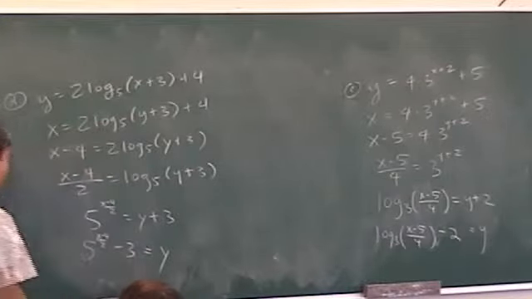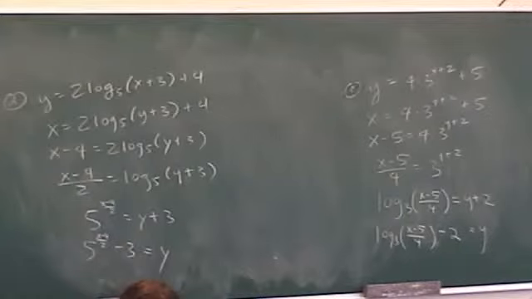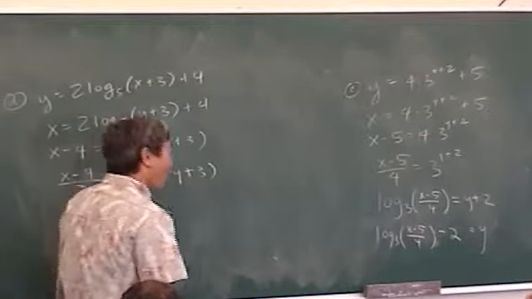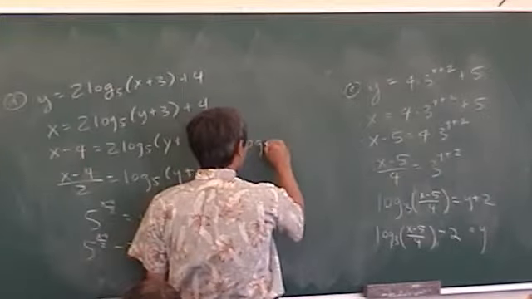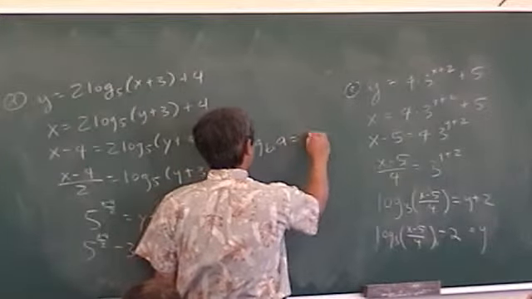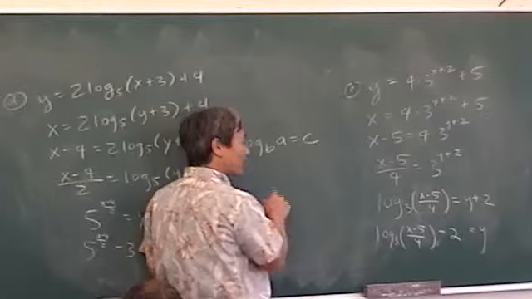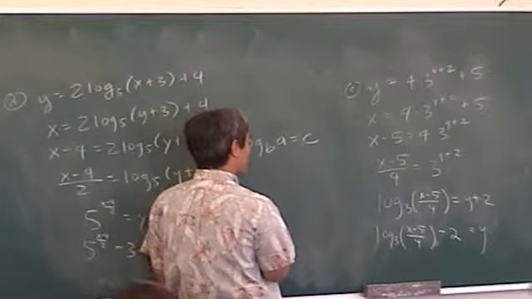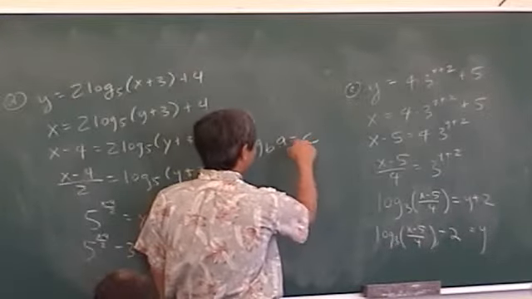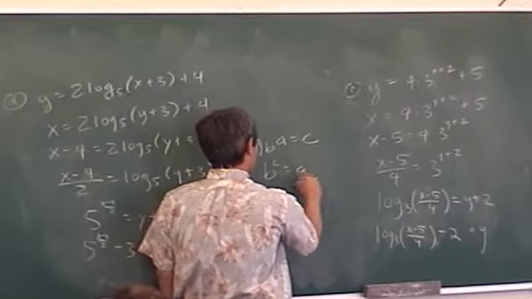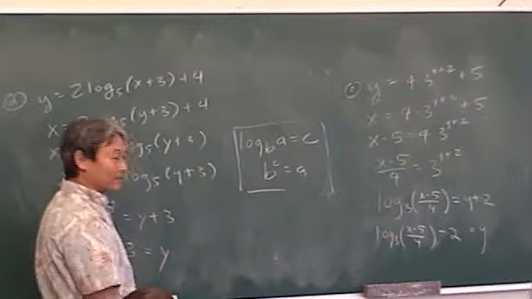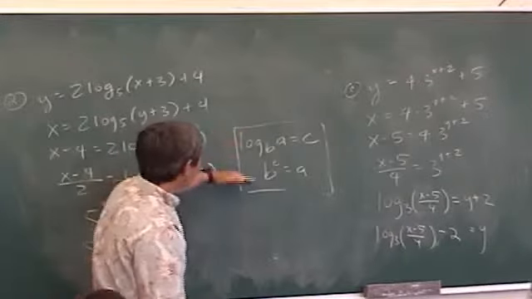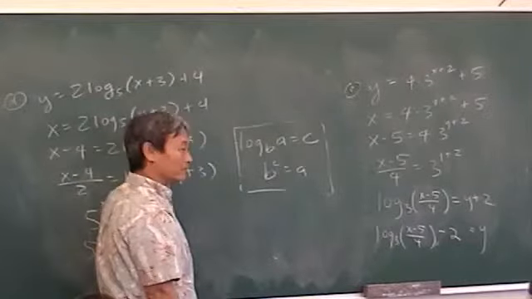This is the key to pretty much the whole test tomorrow. Log base b of a equals c. That's logarithmic form. What is exponential form? B to the c equals a. That's the key to this whole chapter right there. You gotta be able to go back and forth between these two.